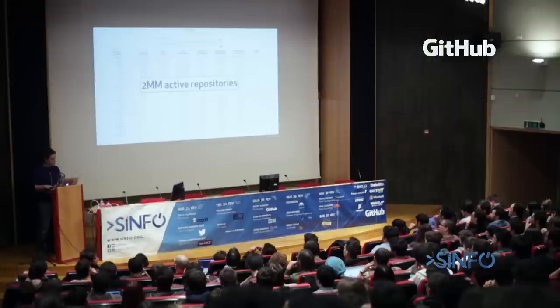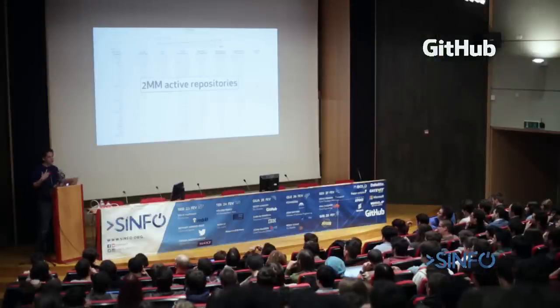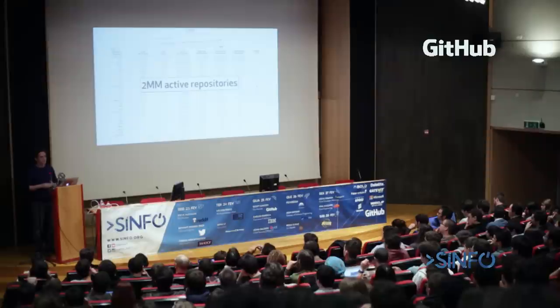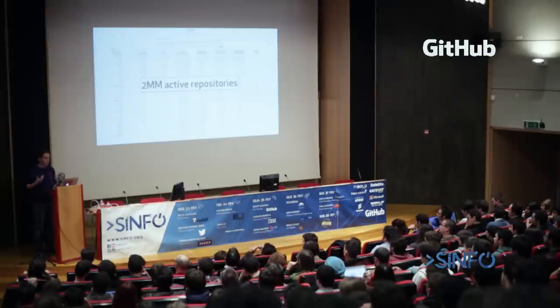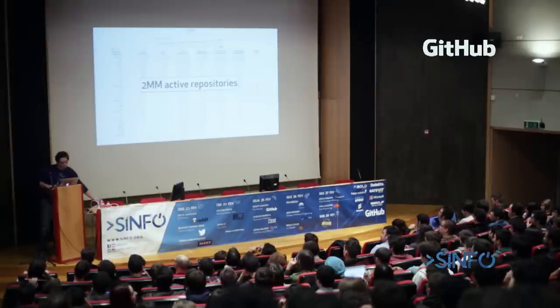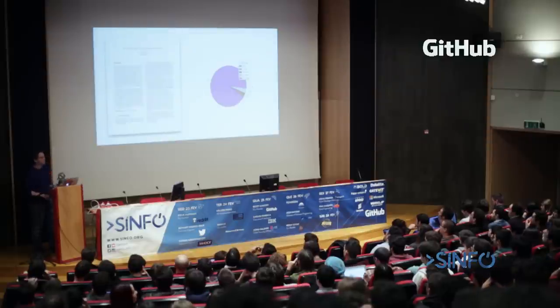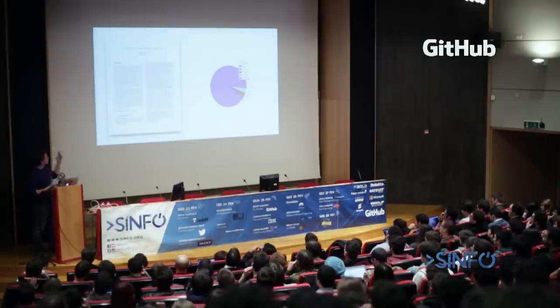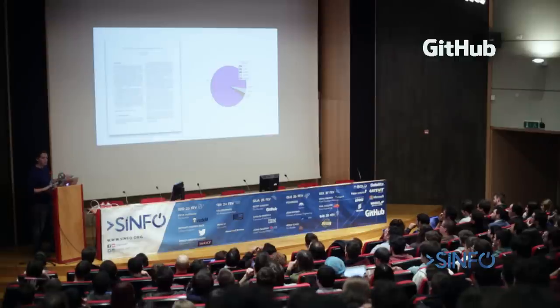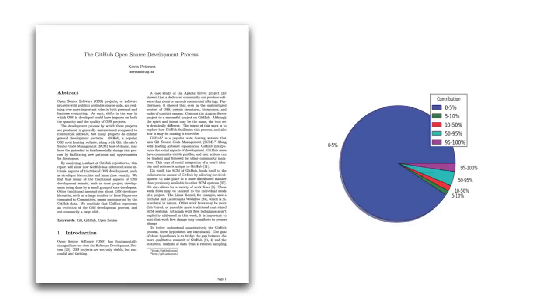It's growing by about 2,000 a day. Every day, there are 2,000 more active open source projects than the day before. That's 60,000 every month, just on GitHub. There have been papers published about this as well. One of the interesting things is the participation. You have this very huge long tail, where the vast majority of contributors to the average open source project only contribute a handful of patches.